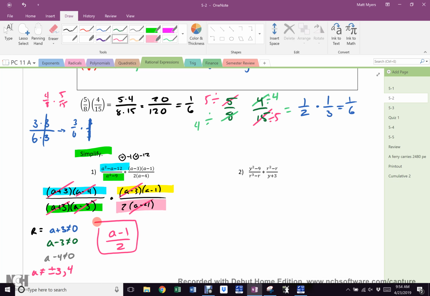Factor, factor, factor. Cancel, cancel, cancel. Whatever's not crossed out is your answer. Easy peasy lemon squeezy, right? Okay, let's look at number 2. Where do you see options to factor? I'm going to give you 4 colors like I always do. You tell me which colors have spots we can factor. Where?